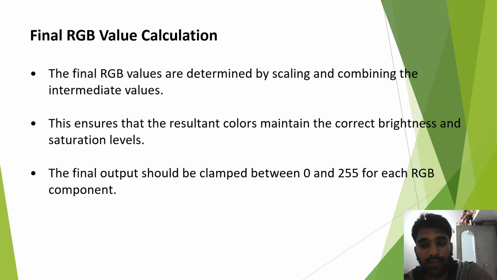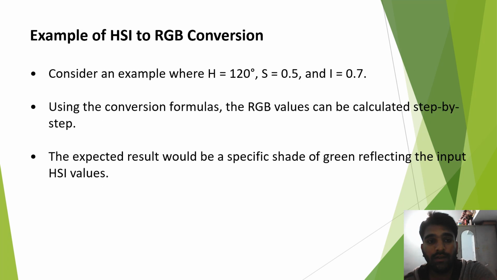Final RGB value calculation. The final RGB values are determined by scaling and combining the intermediate values. This ensures that the resultant colors maintain the correct brightness and saturation levels as well. The final output should be clamped between 0 and 255 for each RGB component. Moving on to my next slide.